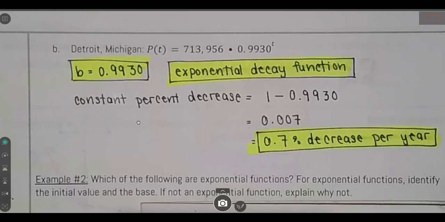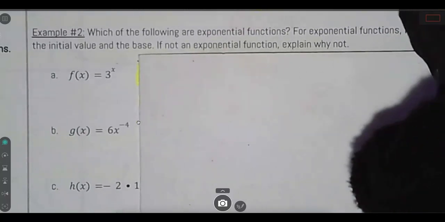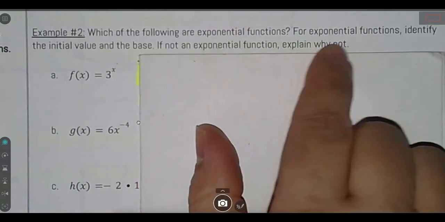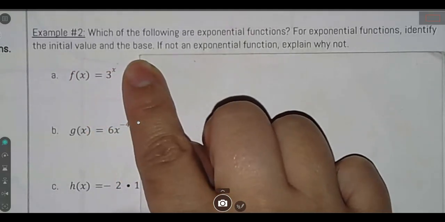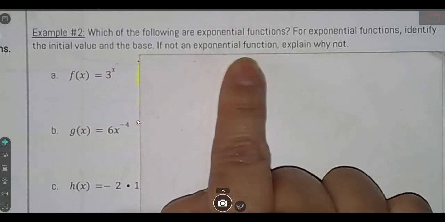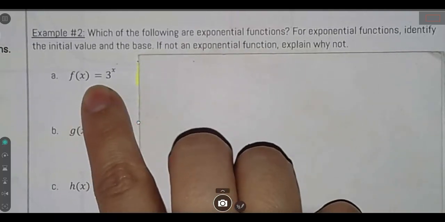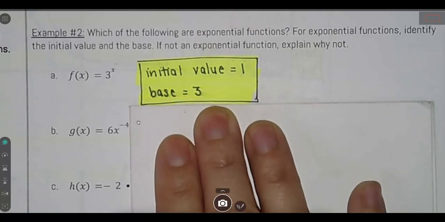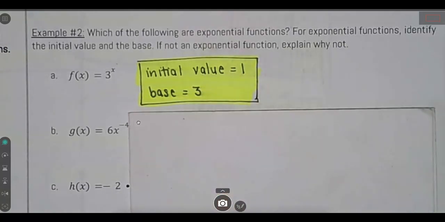Anyone need a little bit more time? All right. Okay, so example number 2. Which of the following are exponential functions? For exponential functions, identify the initial value and the base. That's A and B. If not an exponential function, explain why not. All right, so f of x equals 3 to the x power. In this case, the initial value is 1 and the base is 3.